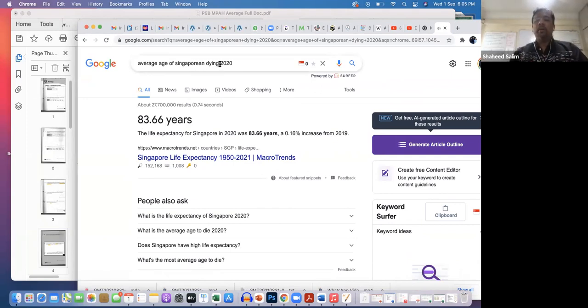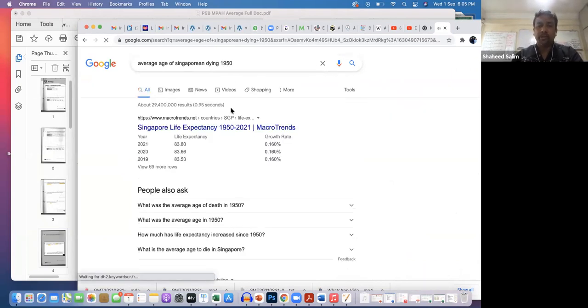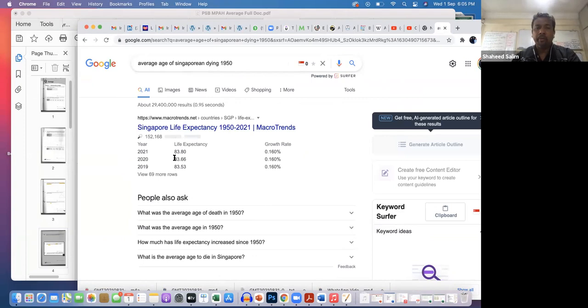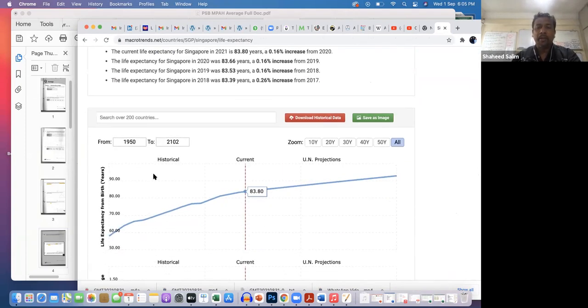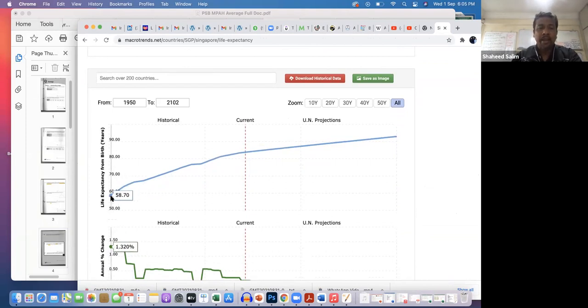I show you now. Let's say we go to 1950. What's the average age? Can you see down here? We can compare now from 1950. Can you see? The last time, in 1950, it was only 60 years old.